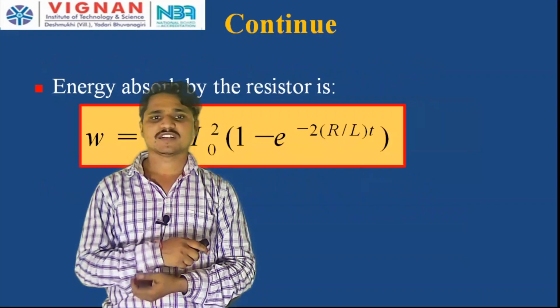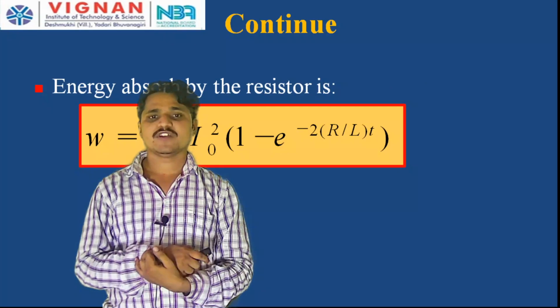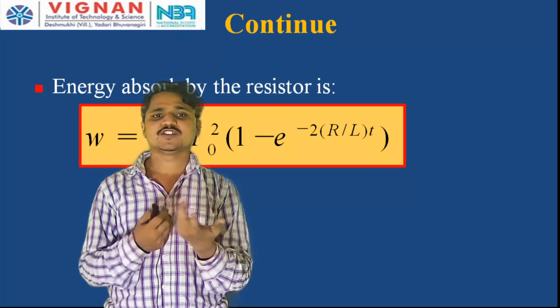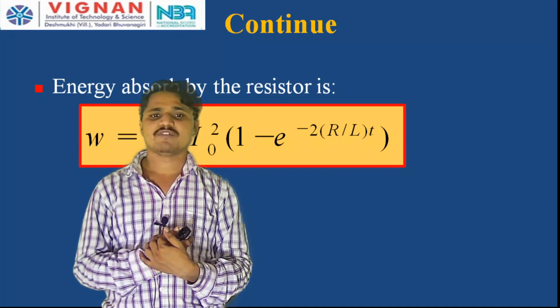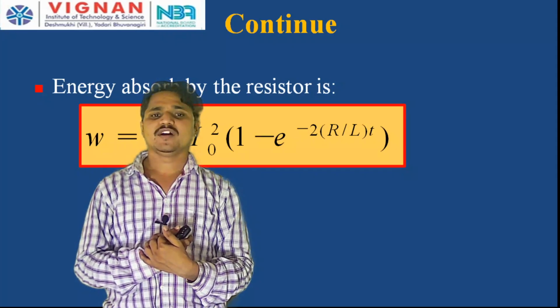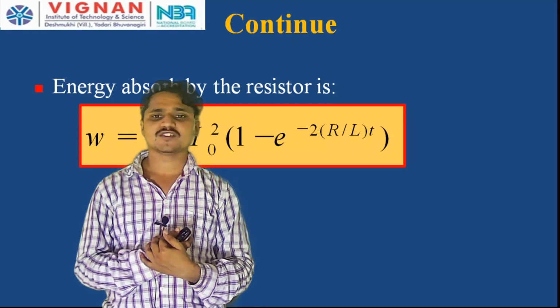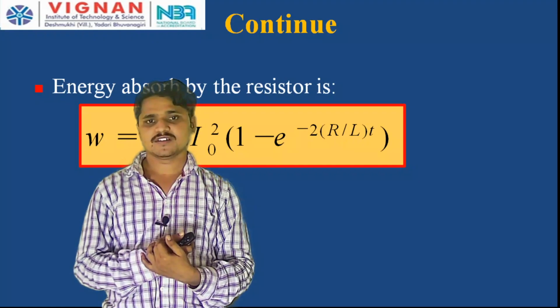Okay. So, this is what the condition. Therefore, once we get the power, it is easy to calculate the energy absorbed by the resistor, which is half L i square, so 1 by 2 into L into I naught square into 1 minus e to the power of minus 2 R by L into t.